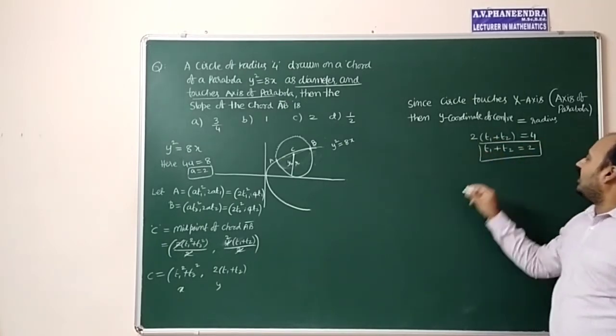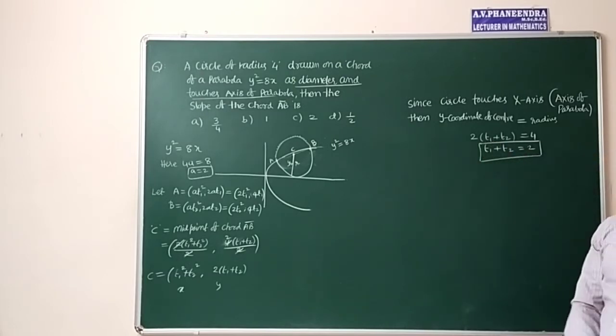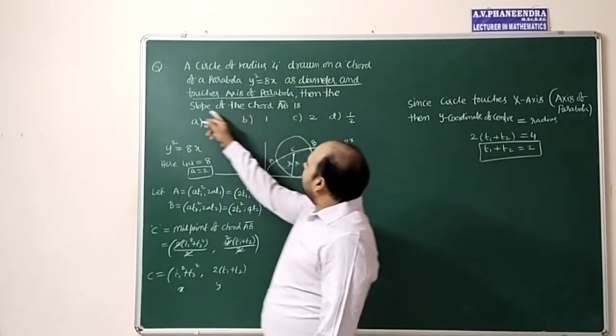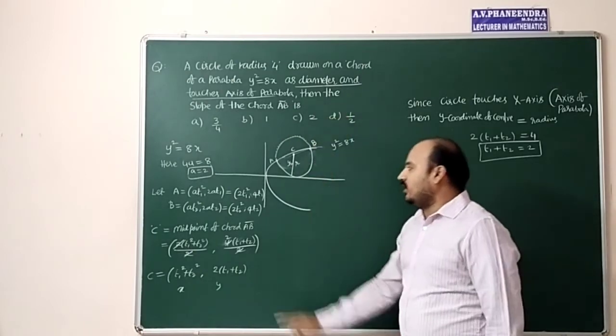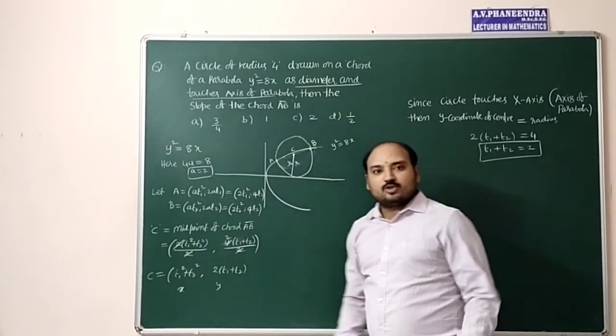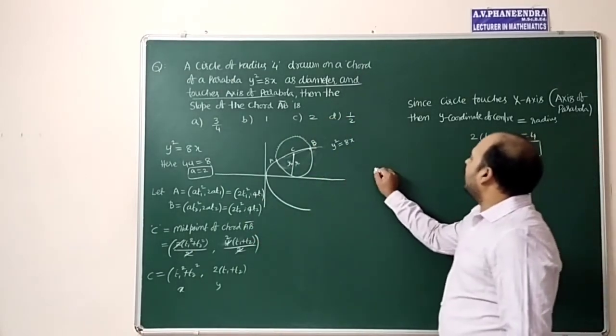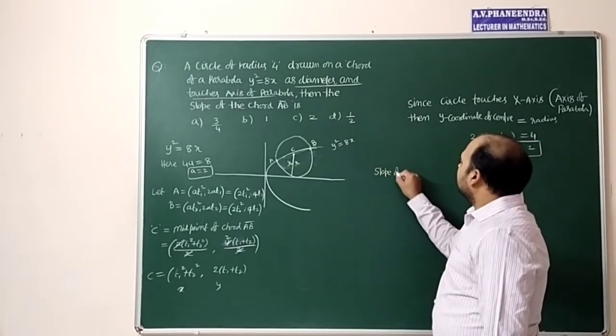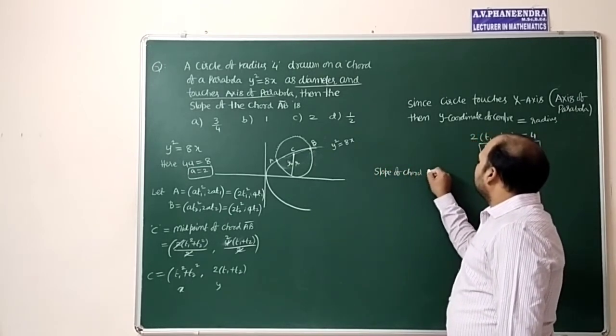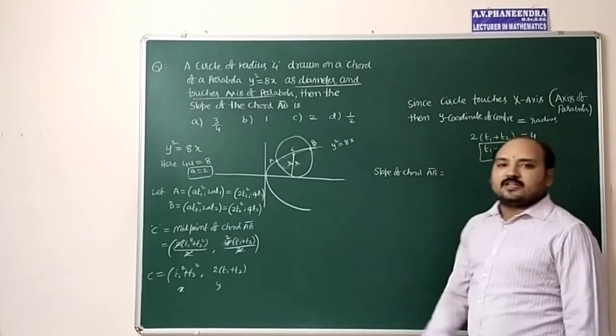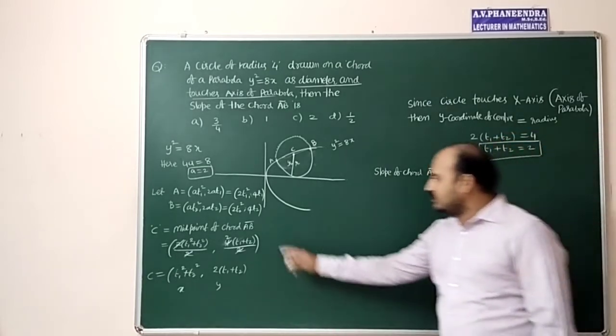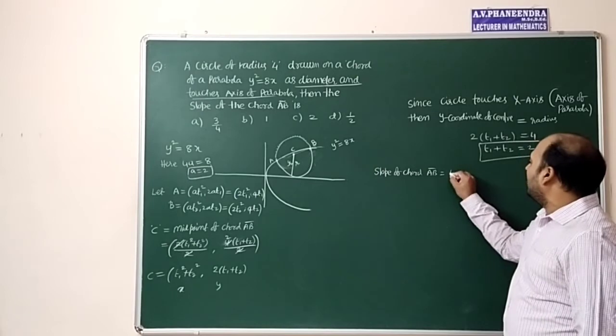What is the use of calculating the t1 plus t2 value here? They are asking to calculate the slope of chord AB, and here we got the two points. Slope of chord AB. The slope definition we know: difference of y coordinates by difference of x coordinates. 4t1 minus 4t2, taking 4 common.